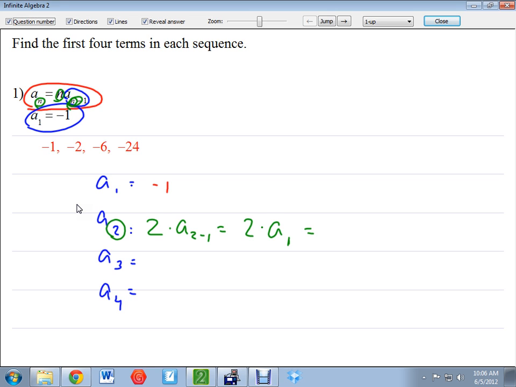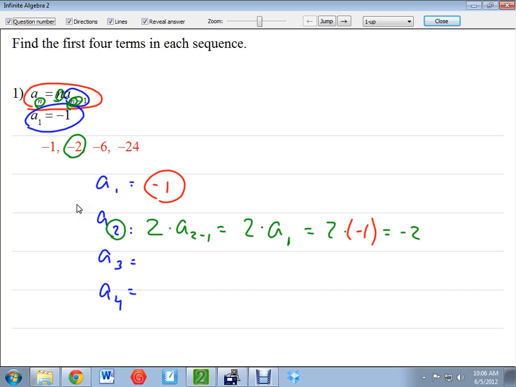Well, what is a sub 1? Well, a sub 1 is up at the top here. a sub 1 is -1. So 2 times a sub 1, which is -1, is equal to, well, obviously -2, and that is my second term in the sequence. Then we want to keep going.